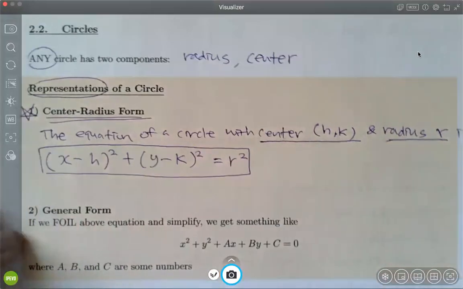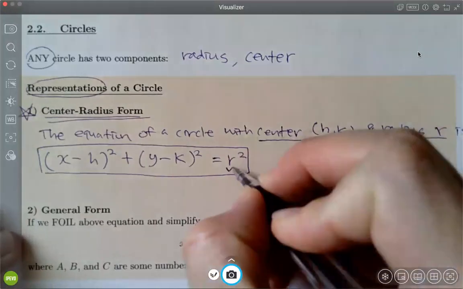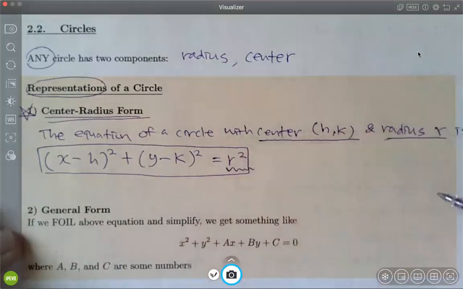Okay, so that is the center radius form of the circle. Before we go to the general form, I want to deduce three remarks. Number one, let's look at the right-hand side, r squared. Is this the diameter? No, right? Do you see why?